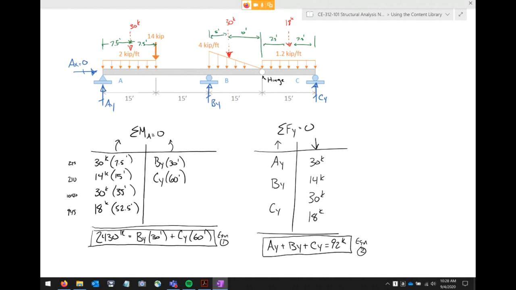But let's go back to E sub C. What does E sub C stand for? It stands for equation of condition. That hinge tells us something about the structure. It tells us our 4th equation, our 4th fact. It tells us that the sum of moments at that hinge is 0.